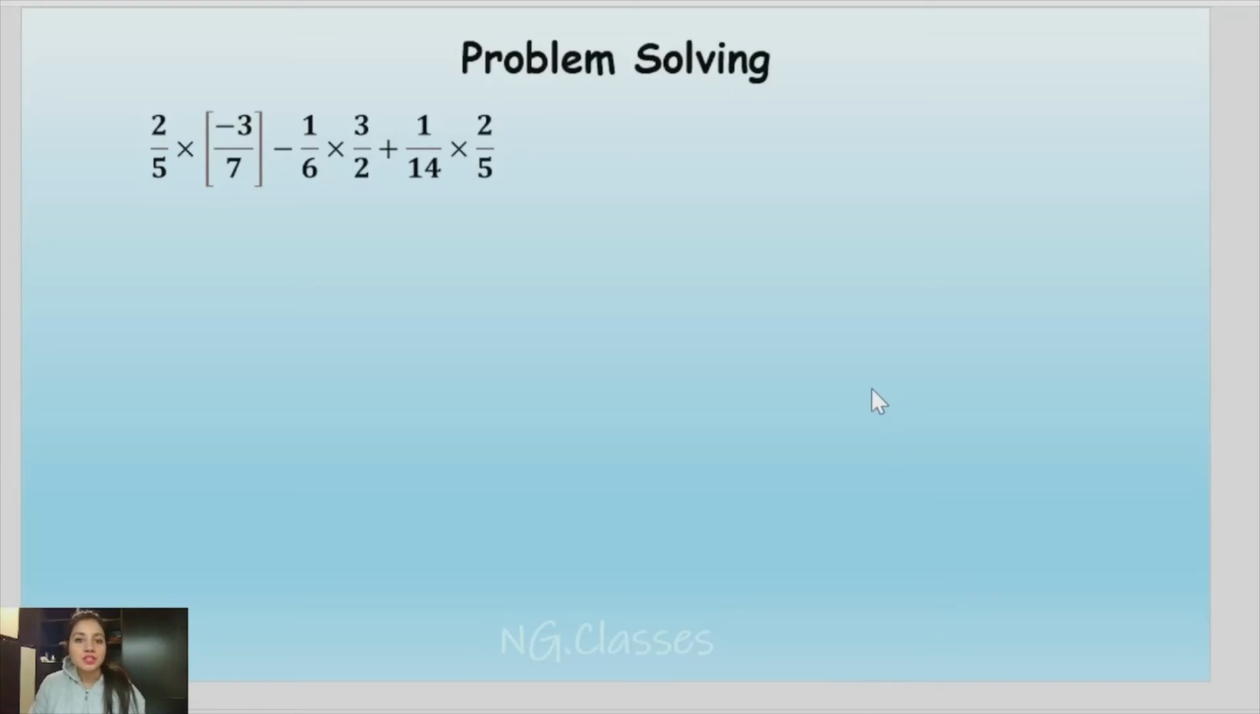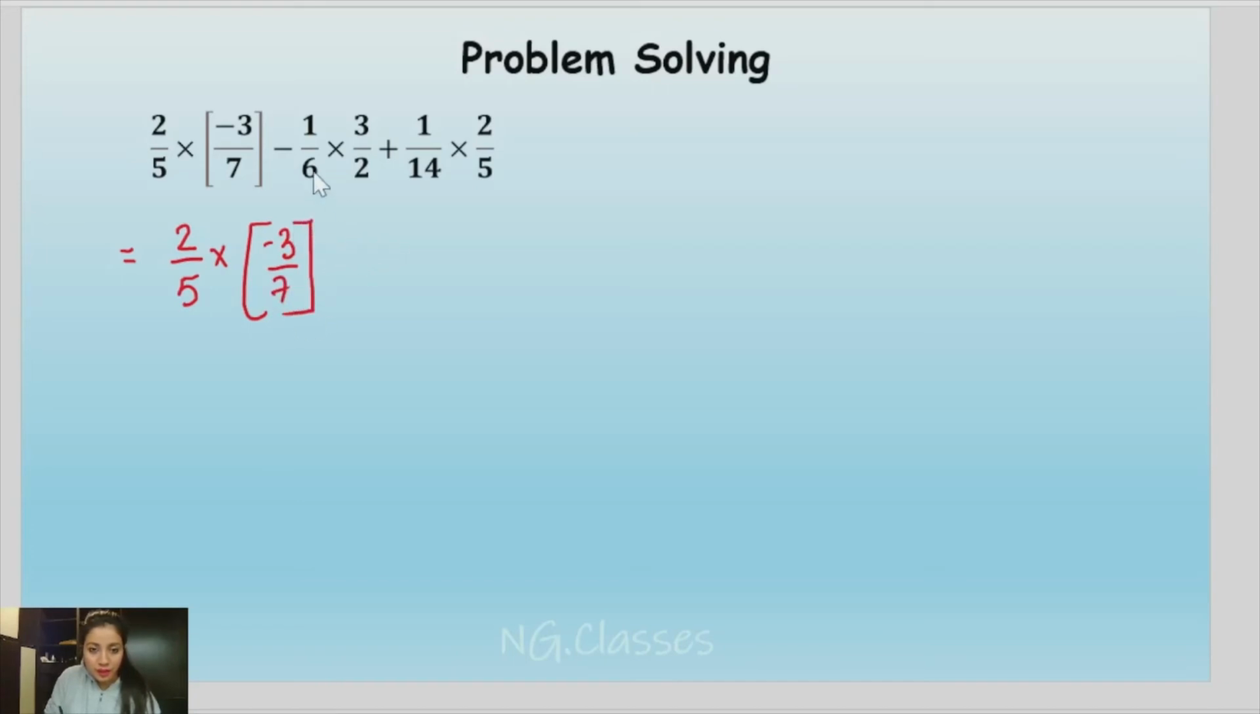We have discussed four properties: closure property, commutative property, associative property and distributive property. Now we will apply these properties for solving this question. It's a normal simplification, but we will solve it with the help of the properties we have just discussed. So 2 by 5 multiplied with minus 3 by 7.